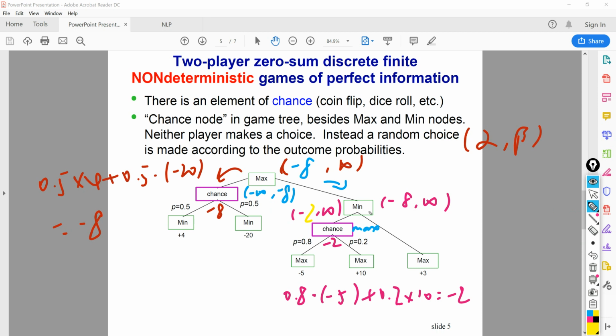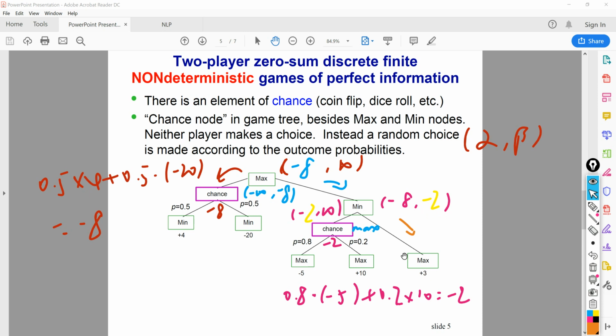Since this is a minimize algorithm, we compare the value of -2 and infinity. Since -2 is less than infinity, it will update it as -2. Every time we check that -8 is smaller than -2, so we don't prune, and we continue to this step, which is still the minimize algorithm. We compare +3 with -2. However, since -2 is smaller than +3, it won't get updated. So the value here is -2, and here is +3.